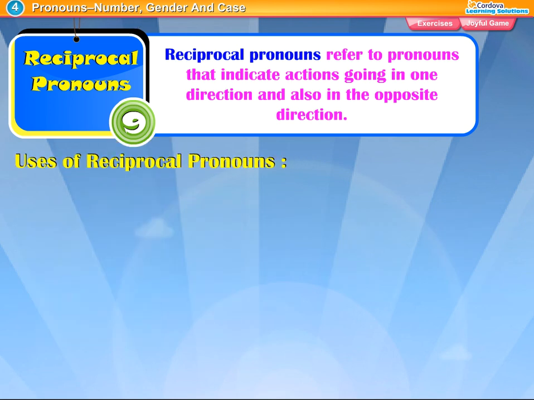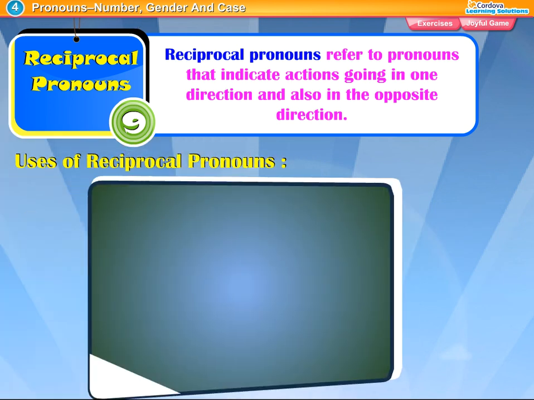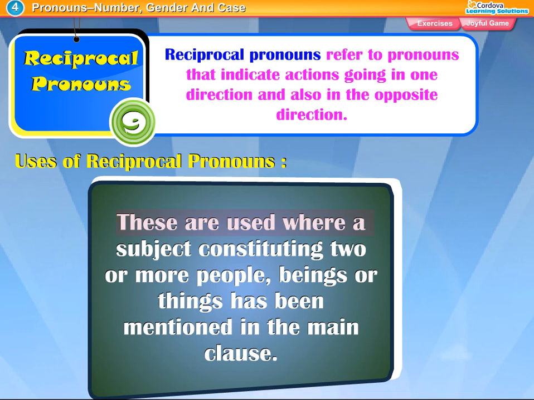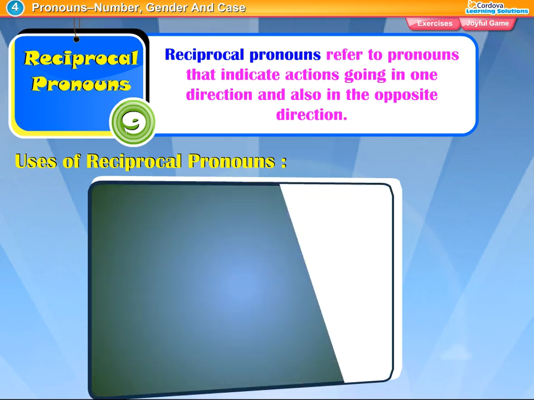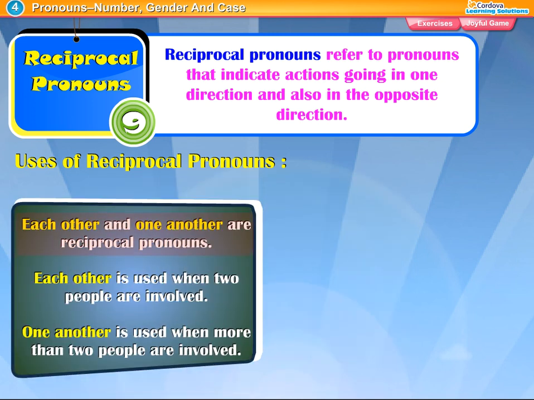Uses of reciprocal pronouns. These are used where a subject constituting two or more people, beings or things has been mentioned in the main clause. Each other and one another are reciprocal pronouns. Each other is used when two people are involved. One another is used when more than two people are involved.